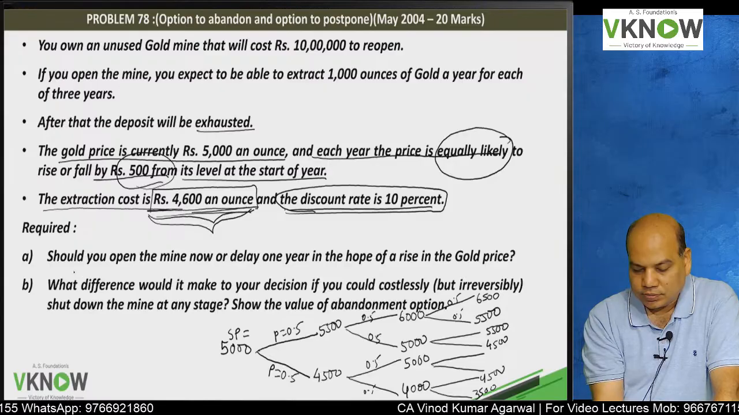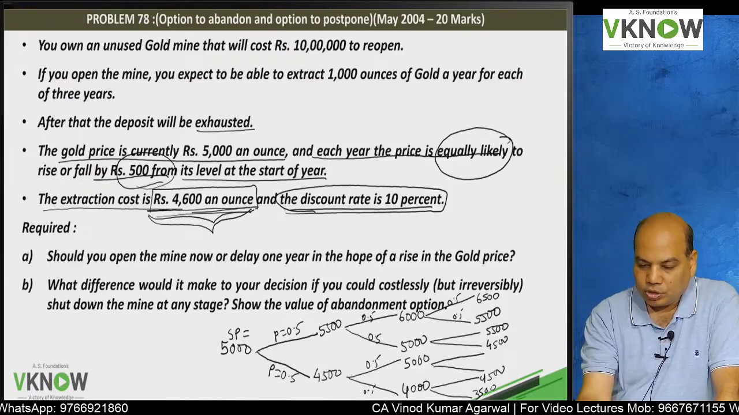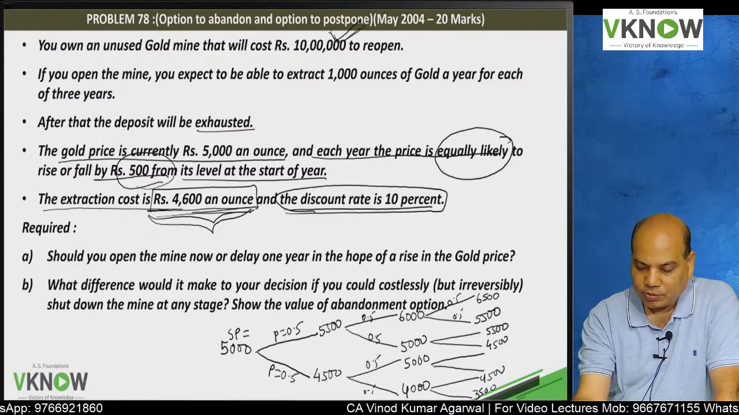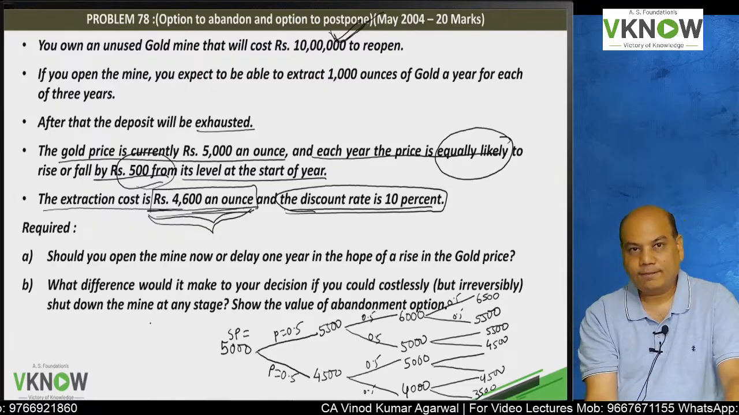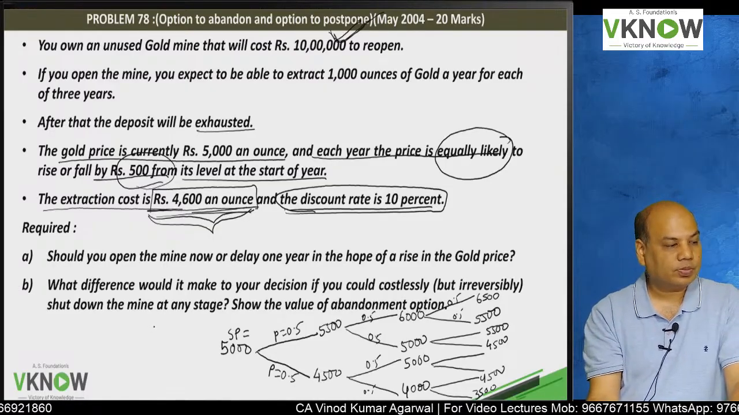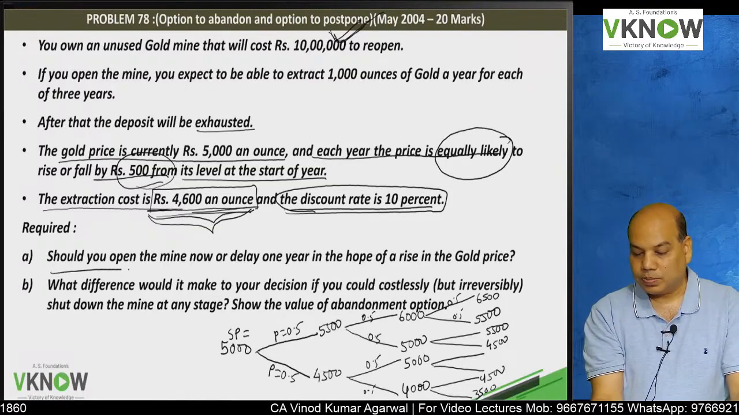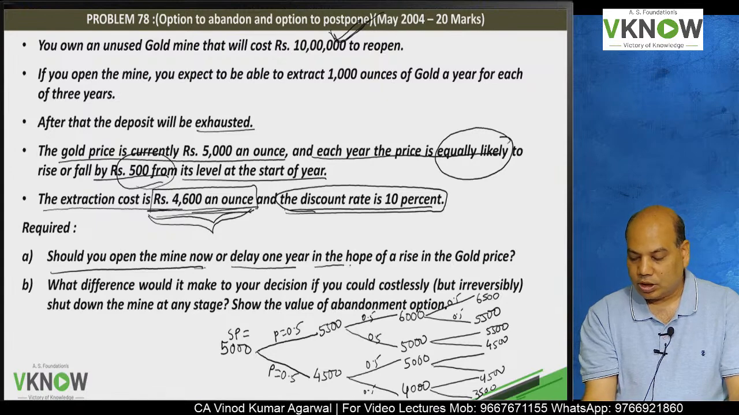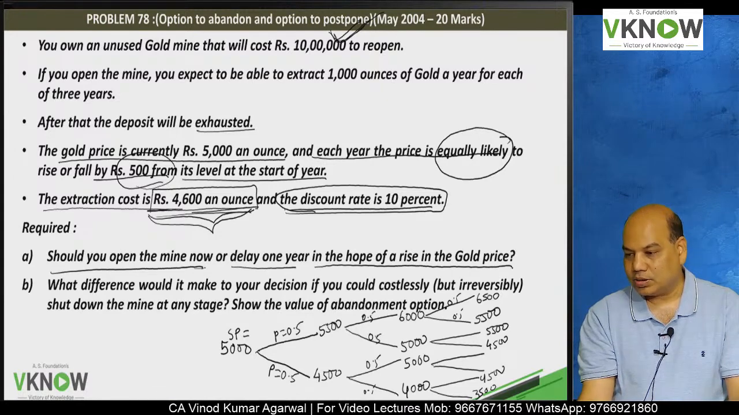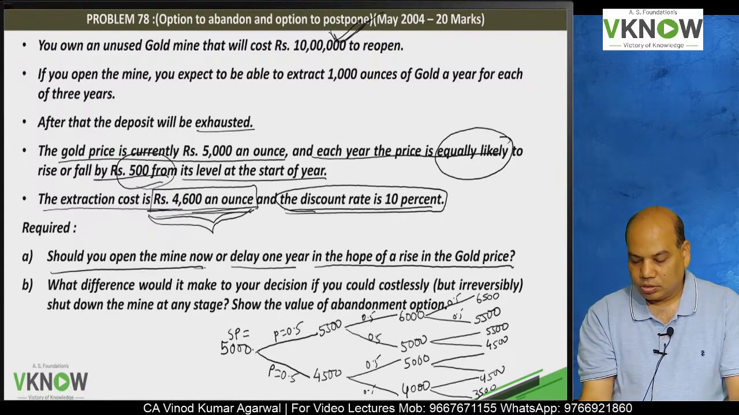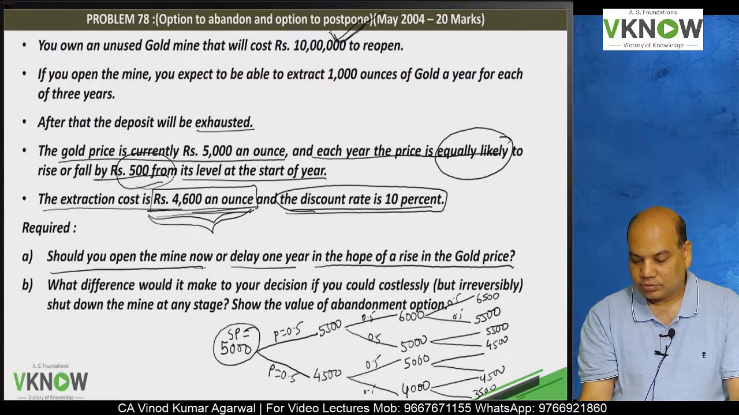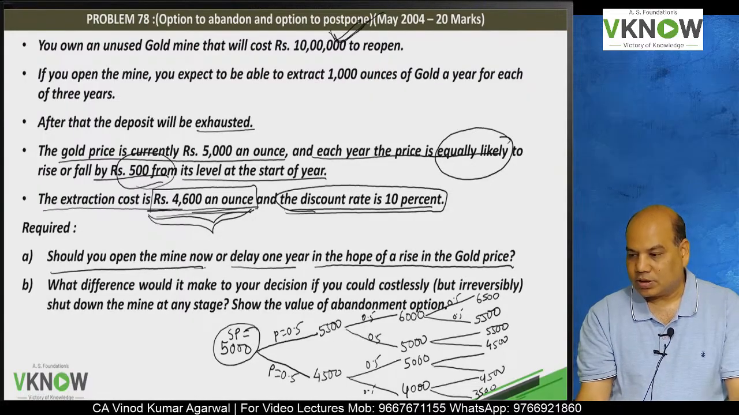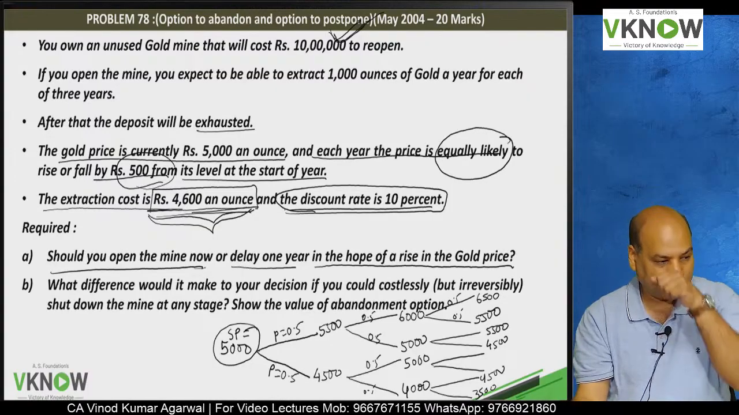First question is a problem on postponement. Should you open the mine now or delay 1 year in the hope of a rise in gold price? Today the price is 5000 and these are the prices in the next 3 years.